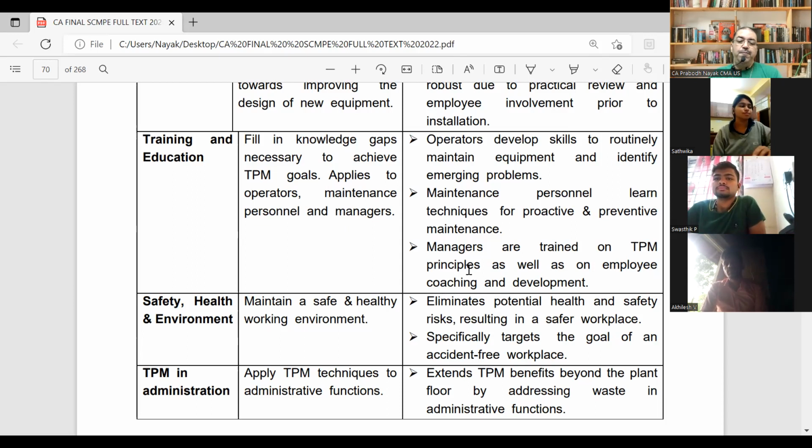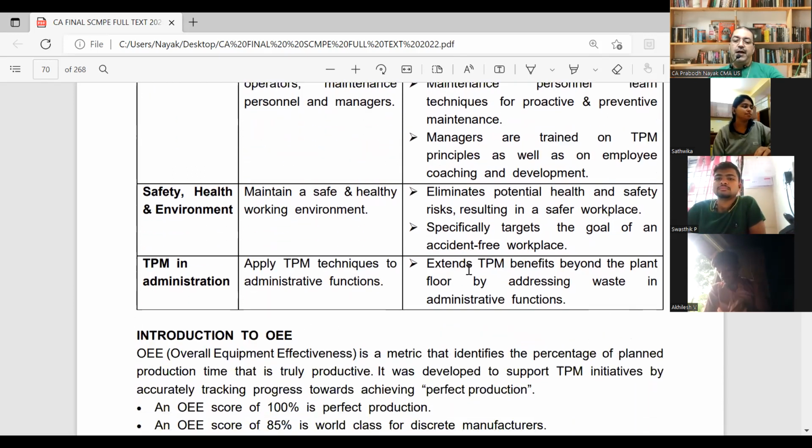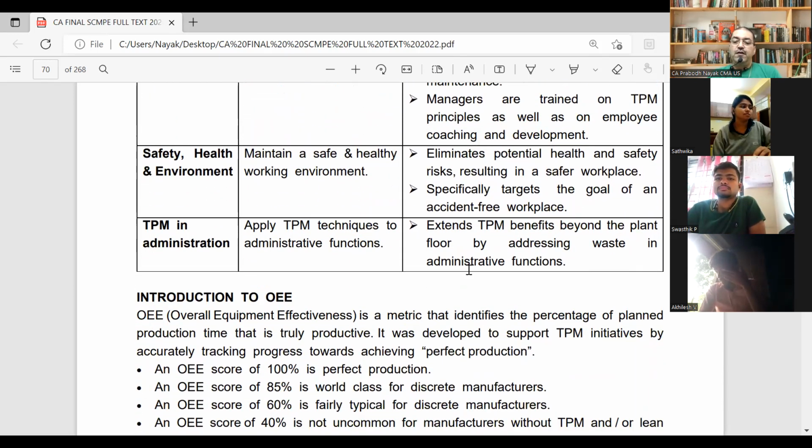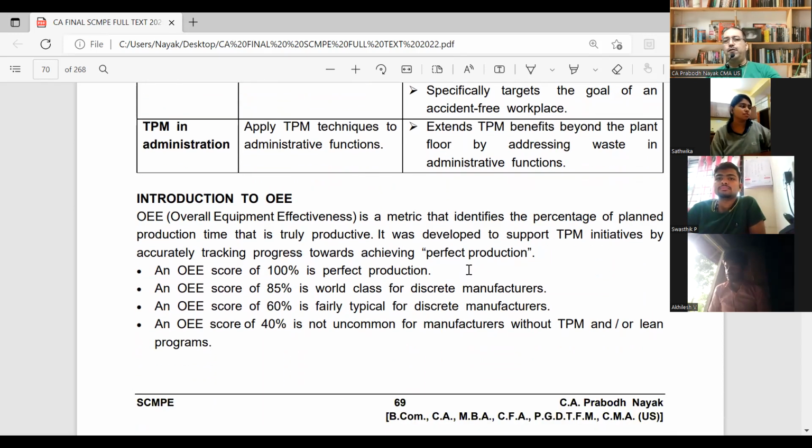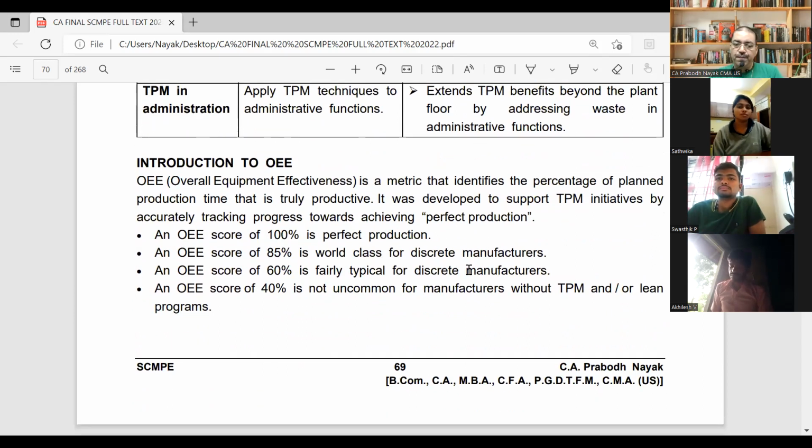Okay. And then TPM in administration. Apply TPM techniques to administrative functions. And this will extend the benefits beyond the plant flow by addressing waste in administrative functions. That means in administrative functions also, a lot of functions are there which are not necessary, which are resulting in higher cost. So as I said, non-value added activities in the administration can be eliminated by implementing TPM in administration also. Okay, so that is as far as TPM is concerned. One small question you can expect in the examination.